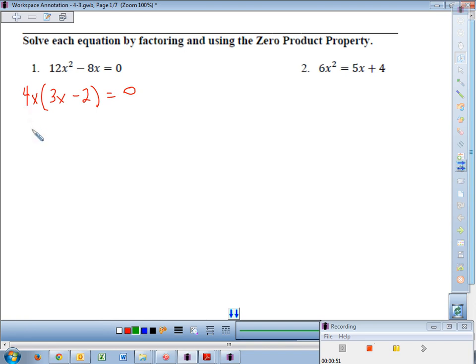And now there's no more quadratics left, so we just use the zero product property to solve. What value of x would make the first guy 0? And he counts because it's got a variable in it. Sometimes there's just a number out there. We pay no attention to the number, but if there's a variable out there, that's good.